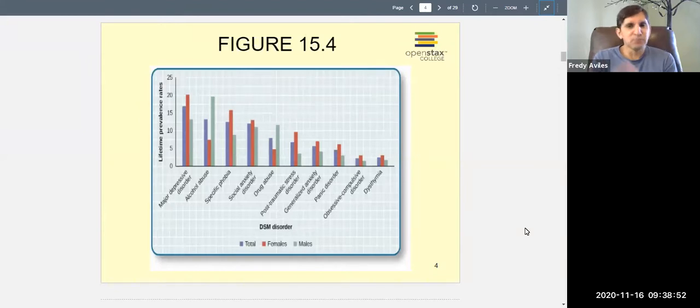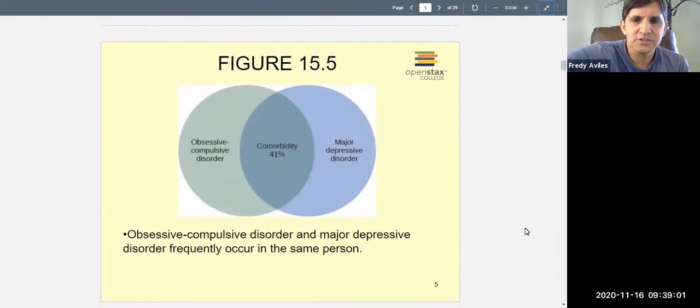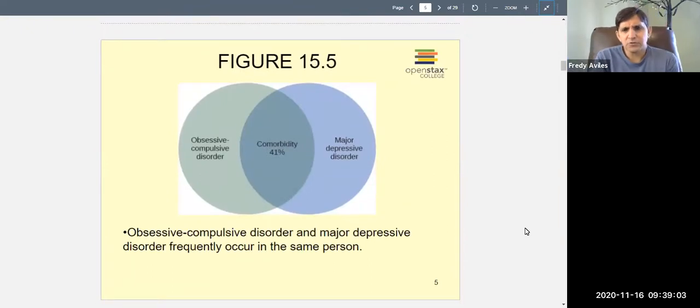Females suffer more from mood disorders and anxiety and things like that, and there are more of those than there are those other ones. So let's keep going. Here's a figure that tells you about something known as comorbidity.